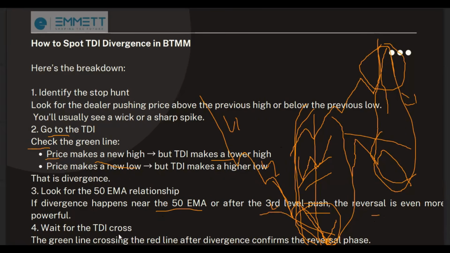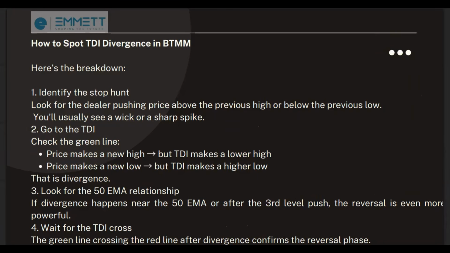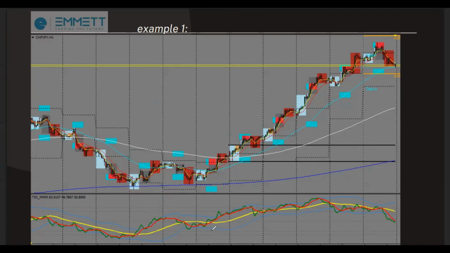All right. So wait for the TDI cross where you get the green line to cross above the red line, something like this. And then after divergence confirms the reversal phase, this here would confirm your entry to take the market upward. All right. So I want us to go on to the chart and have a few examples of how the divergence usually looks and how it works in the market, when you're analyzing the market using the BTMM method. Now, with me here is a CHF JPY chart on 1 hour time frame, okay?